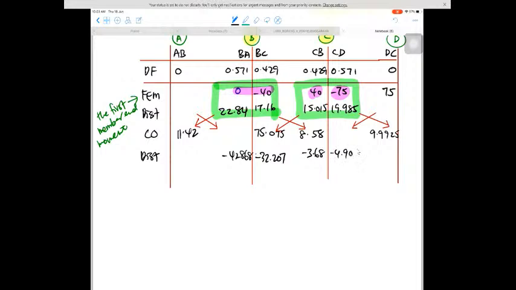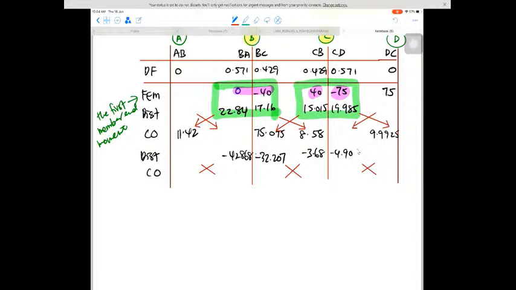4.90. Okay, and 9.9925 times 0, we get 0. So at this level again we have only distributed the moment at joint B and the moment at joint C. There is no value for A and D because the factor is 0. So again we repeat carry over, and again like what I have shown to you just now, like this.